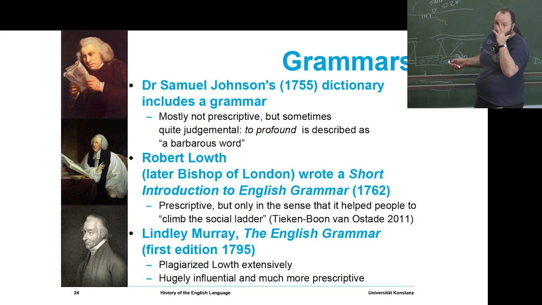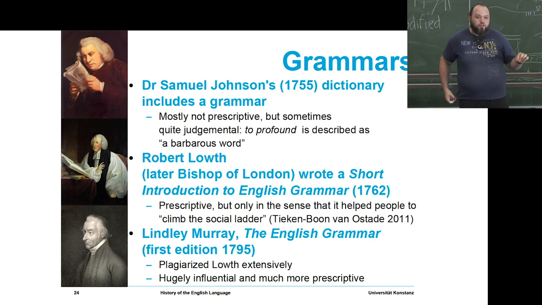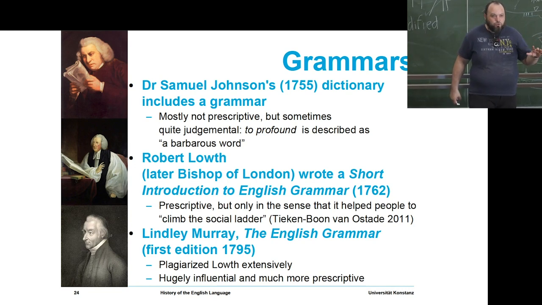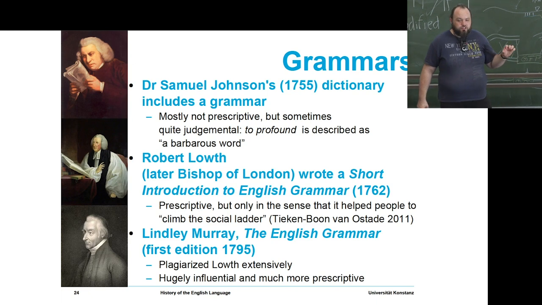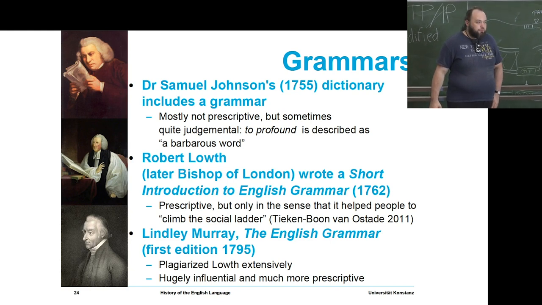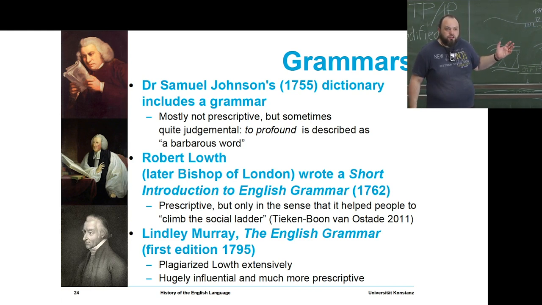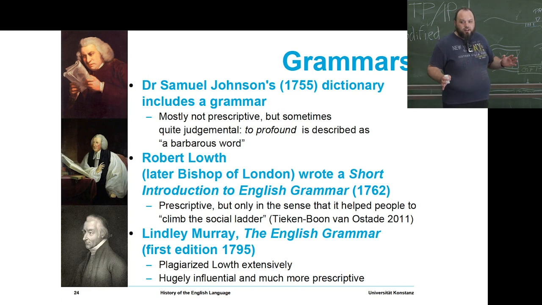What Lowth is trying to do with this book is not to say everyone should speak and write the same way. He's saying, look, I've realized there's a market out there for people who want to improve their lot in life, people who want to be social climbers, people who want to improve their own social standing by knowing how to talk to wealthy, posh people. And he says, if you want to do that, then this is how to do it. He's not saying this is what everyone should do. He's saying, if you want to climb the social ladder, this is how you can do it, by using these particular pronunciations, forms, syntactic structures, etc.